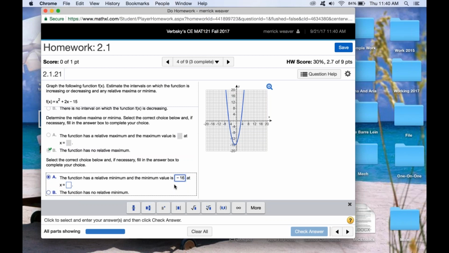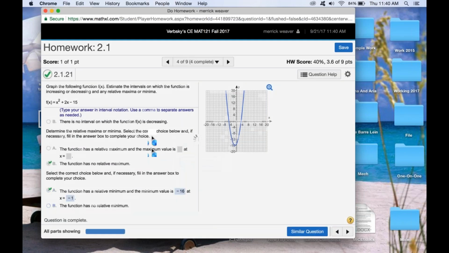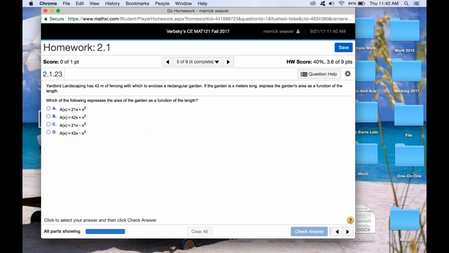But okay, at x where? Where does that occur on the x-axis? Negative 1. You don't need parentheses there. Okay, the question is complete.